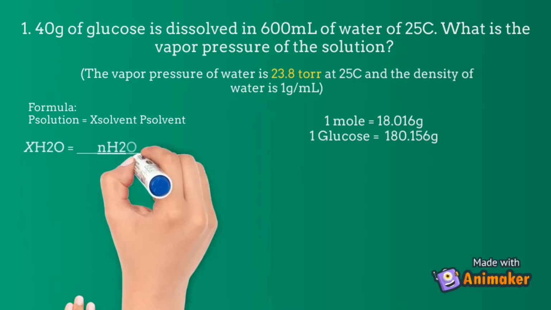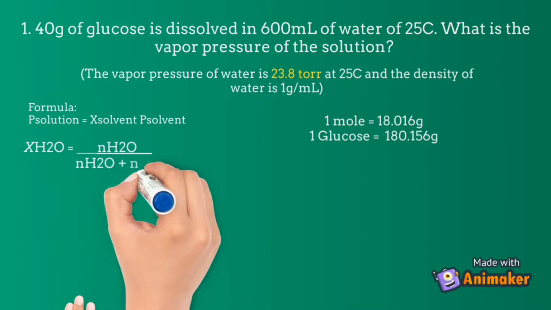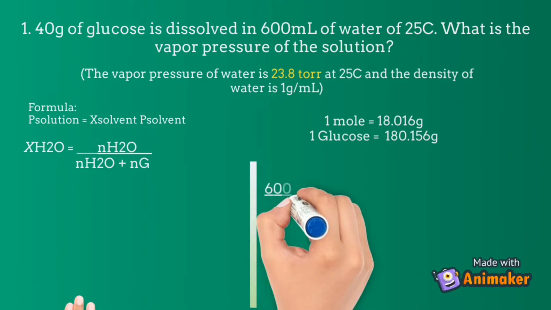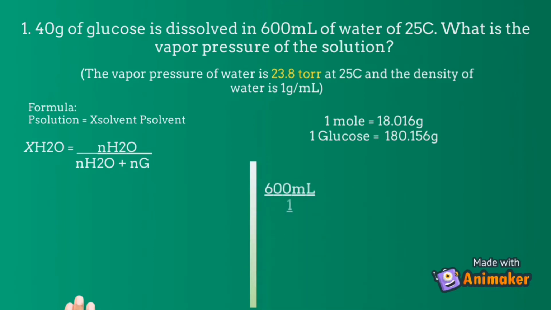So, we have here the formula. X water or H2O is equal to mole of water divided by or over mole of water plus mole of glucose. So, since ang ating unit dito is 40 grams, kailangan natin siya i-convert into mole. And ating ml is kailangan din natin i-convert into grams. So, we have here 600 ml. Ito muna ang ating kailangan i-convert, our 600 ml of water into mole of water.